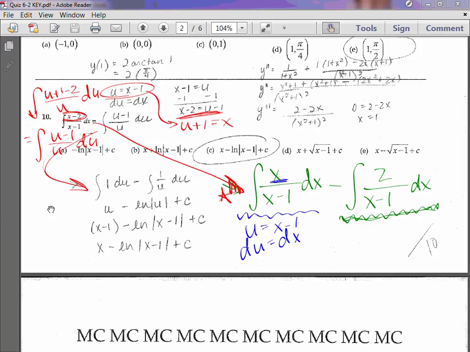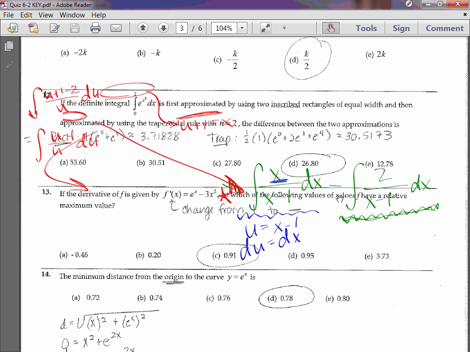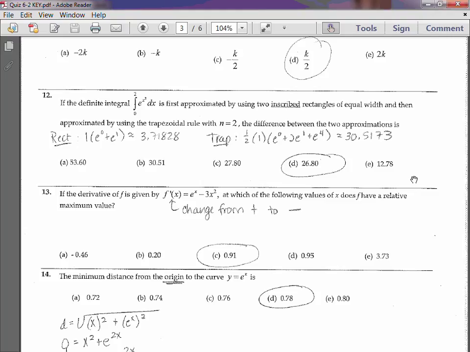Alright, while we're here, let's go ahead and take a peek at 12. This was a good one that made you think about it a little differently. So number 12, it says if a definite integral is first approximated by using two inscribed rectangles, and then approximated using the trapezoidal rule, what's the difference between those approximations?